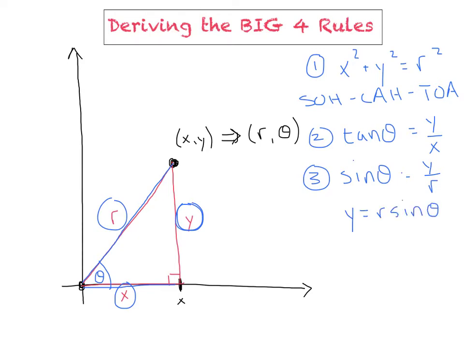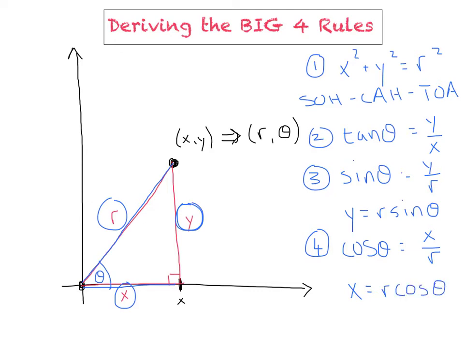So there's the third of the big 4. And then the last one just says that the cosine of theta equals the adjacent divided by the hypotenuse. And again, we don't stop there. We solve it for x, and we say x is really equivalent to r times the cosine of theta. And there you have it, ladies and gentlemen.